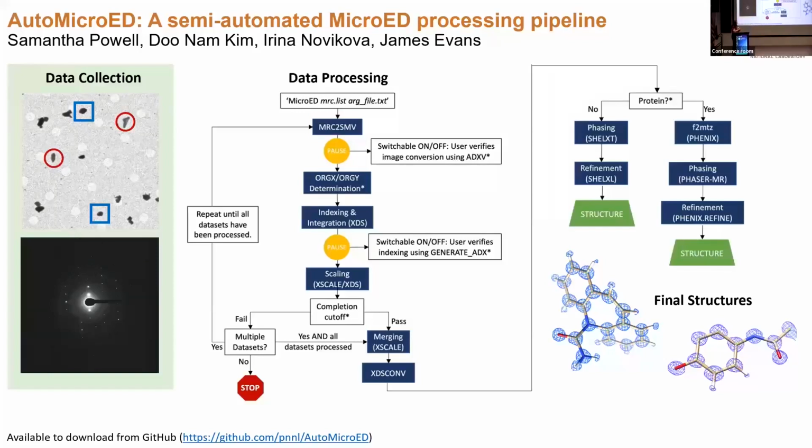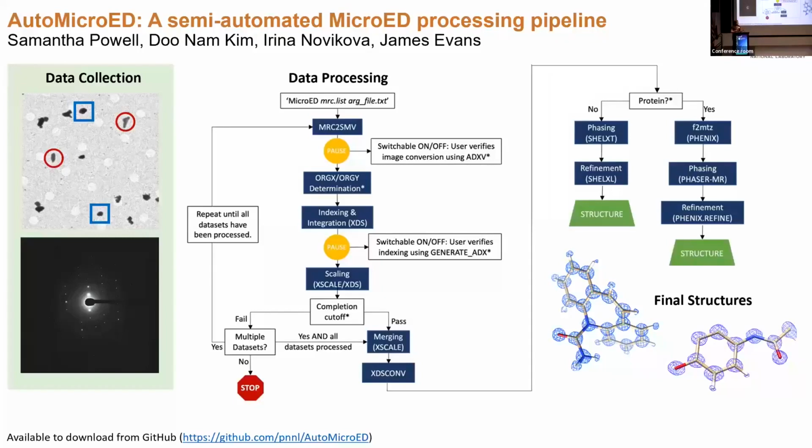Following this full pipeline, you will end up with final structures, which are shown here. These are two microED standards, carbamazepine and acetaminophen. One of the biggest advantages of microED is that it can handle heterogeneous samples. I've highlighted this here with these red circles and blue squares. These are two different samples deposited on the exact same grid.